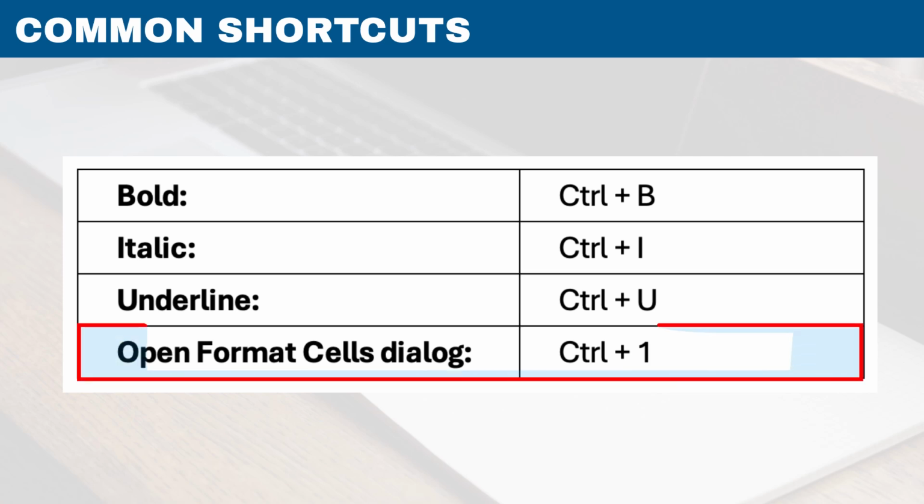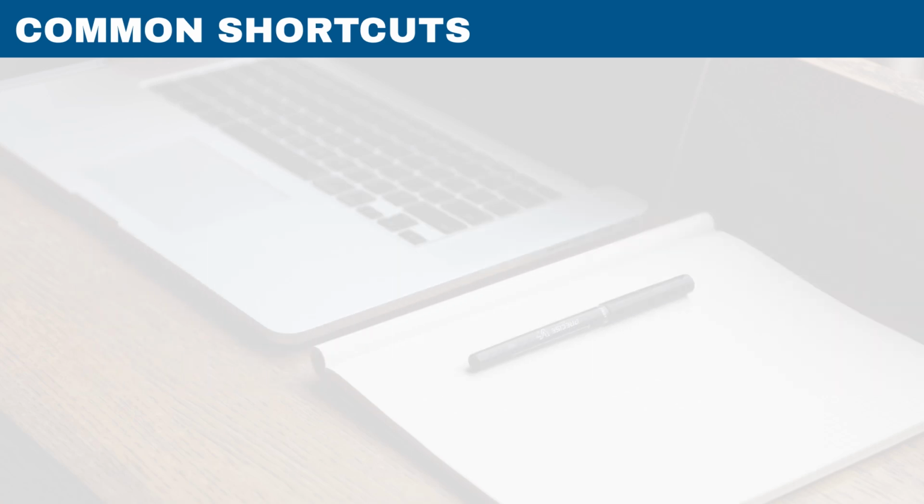To open the Format dialog window, select the cell or range of cells you want to format and press the Ctrl and 1 keys simultaneously. The Format dialog box will open.